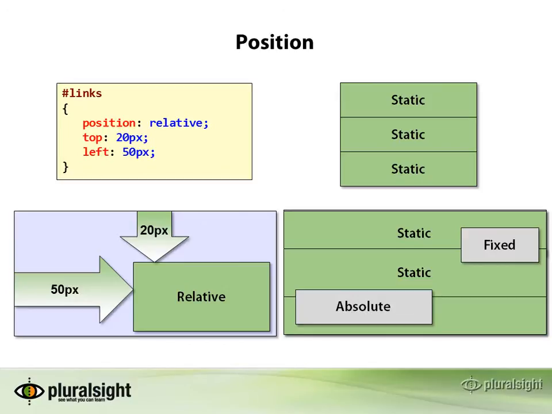So if I want something with a fixed position, 20 pixels from the left and 20 pixels from the top, it is going to stay at that position even if the user scrolls the window down. That element will always be 20 pixels from the top. Let's see the position values in action.